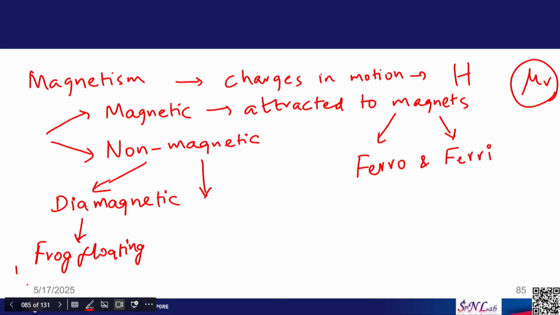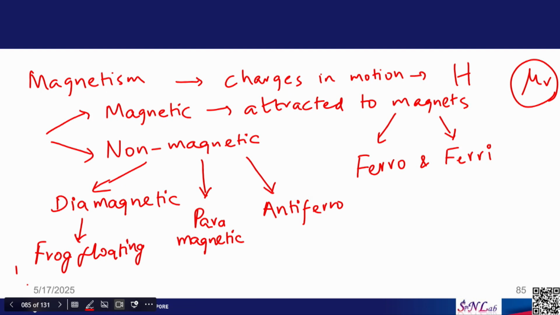Then we have paramagnetic, which are weakly attracted by magnets. Then the third class is anti-ferromagnetic materials. Okay. So this is something that we learnt.